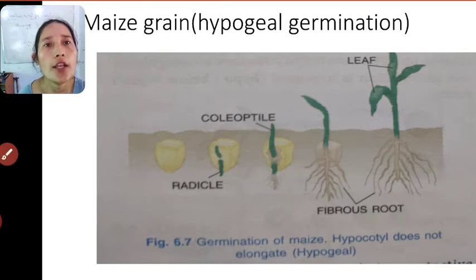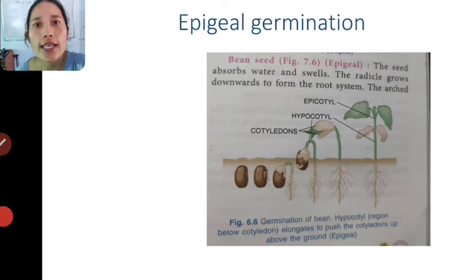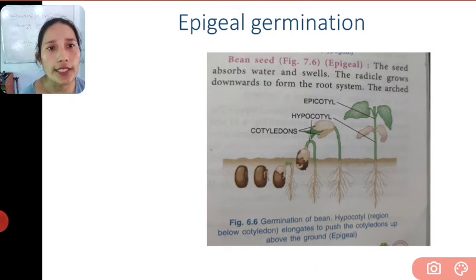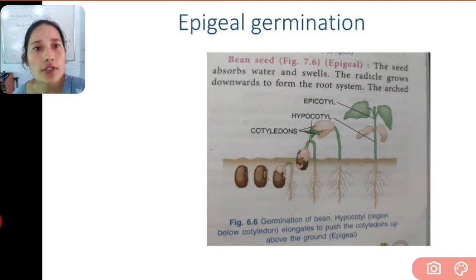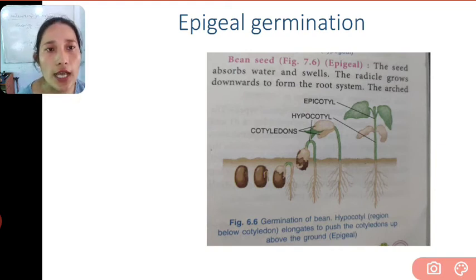Okay, now next, moving on to epigeal germination, we are taking the example of bean. Bean, it's a dicot seed, right? Similarly, in case of dicot seed also, in case of bean also, you can see you have a seed placed there. Now when the water seeps inside through the micropyle, your seed coat softens and then your radicle emerges out. Okay, and then forms a root system.